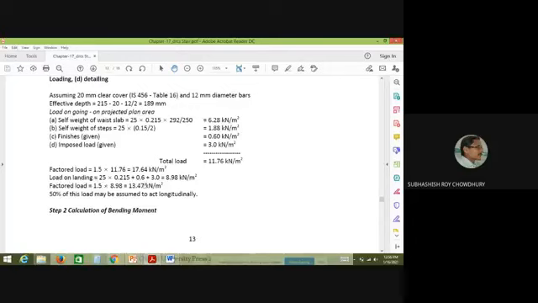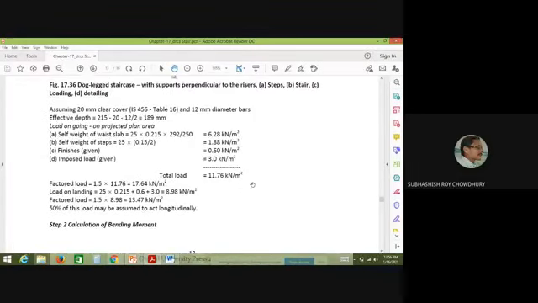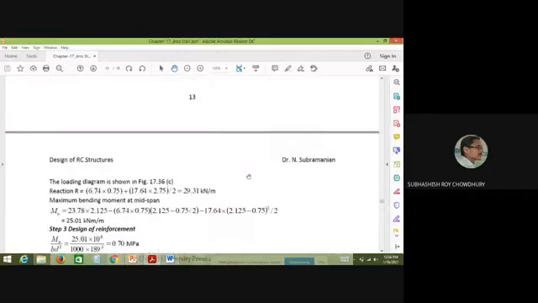So the factored load is the loading over the landing. Now the loads over the landing. The load over the landing will be 25 into 0.215, where 0.215 is the thickness, plus 0.6 is the finish, and the imposed load is 3, so ultimately 8.98. Okay, this is the factored load. Now 50% of this load will be assumed to act longitudinally. So here, please try to understand that.